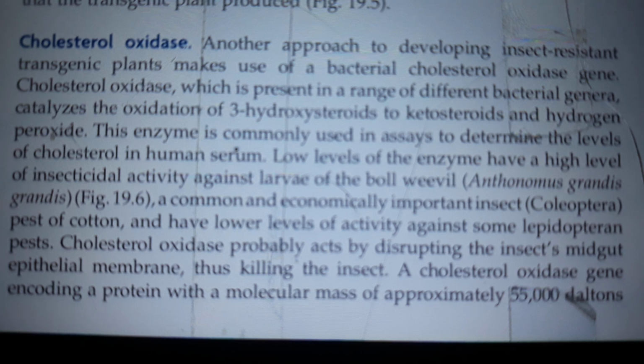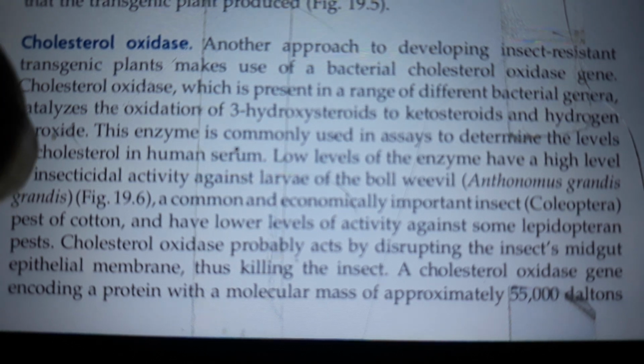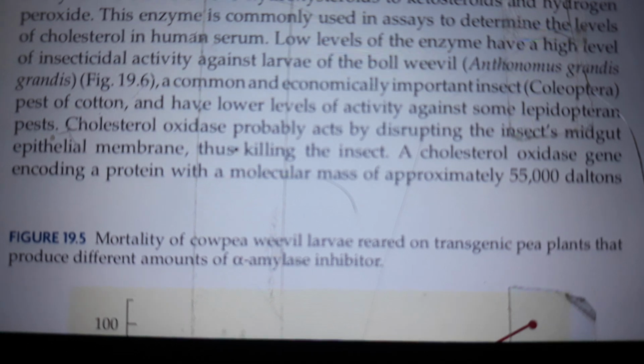Low levels of the enzyme have a high level of insecticidal activity against larvae of the boll weevil, Anthonomus grandis, a common and economically important Coleoptera pest of cotton, and have low levels of activity against some Lepidoptera pests. Cholesterol oxidase probably acts by disrupting the insect's midgut epithelial membrane, thus killing the insect.